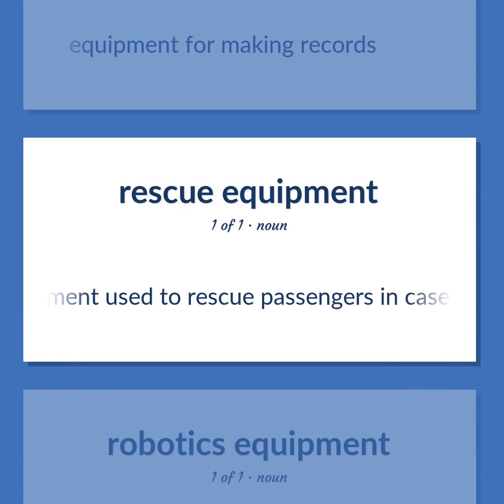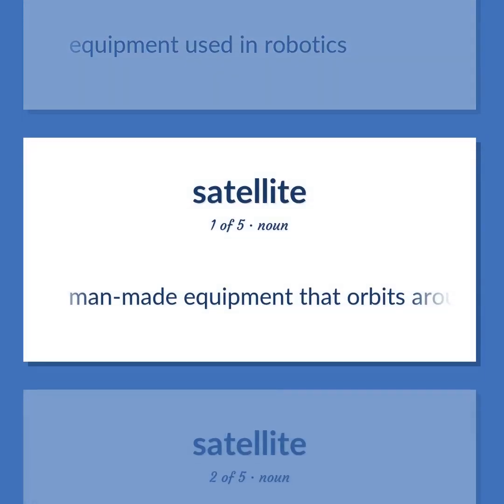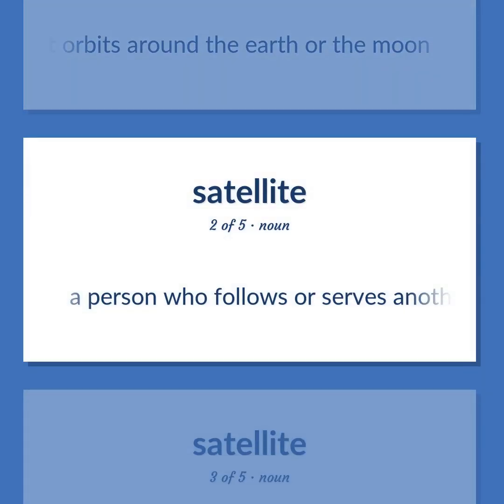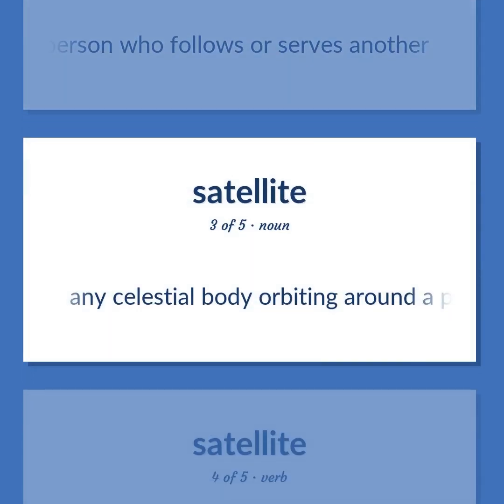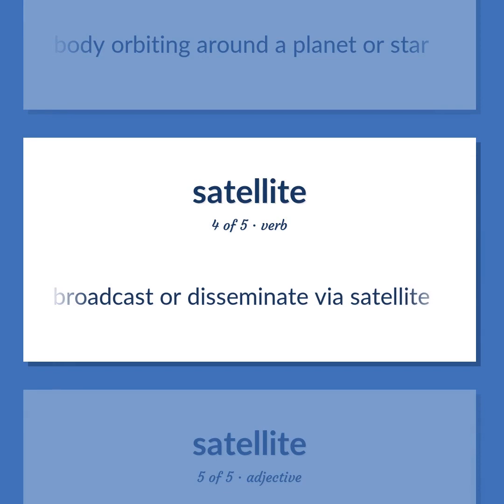Equipment used to rescue passengers in case of emergency. Equipment used in robotics. Man-made equipment that orbits around the Earth or the Moon. A person who follows or serves another. Any celestial body orbiting around a planet or star. Broadcast or disseminate via satellite.